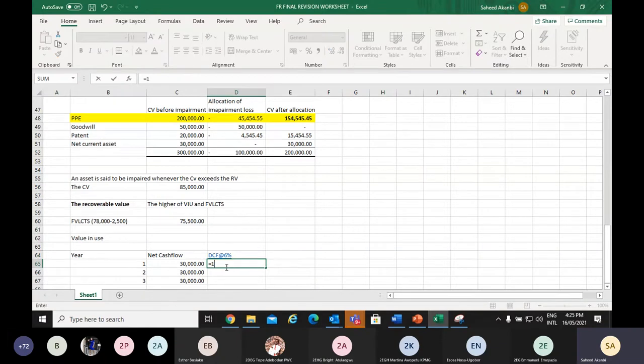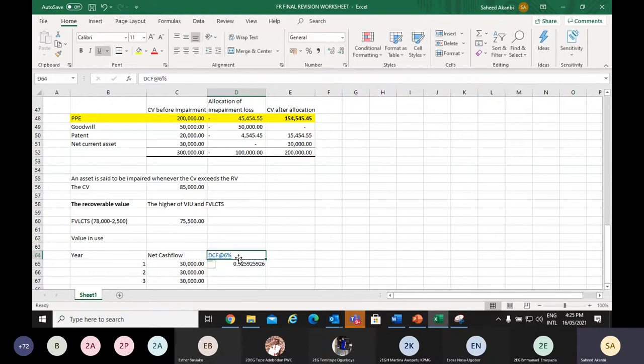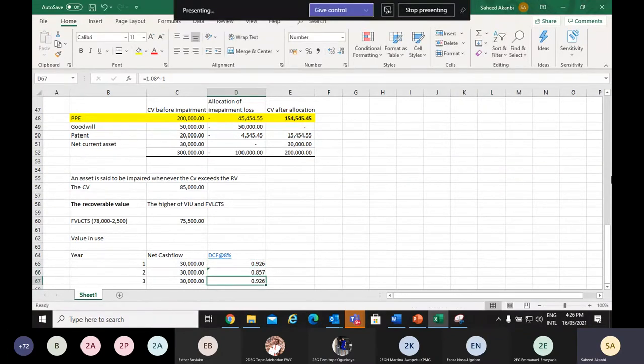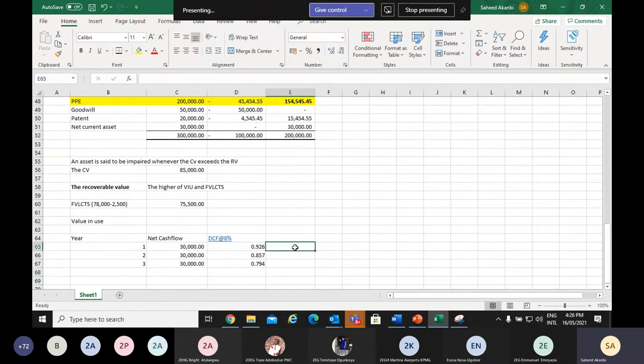So I will do 1.06. Is it at 6% or 8%? Is it 1.08 raised to the power of minus 1? So let me change this one to 8%. Thank you. So 8%, and copy and paste. Year 2 raised to the power minus 2, year 3 minus 3. So I will say this guy here multiply by this guy. I will drag down.